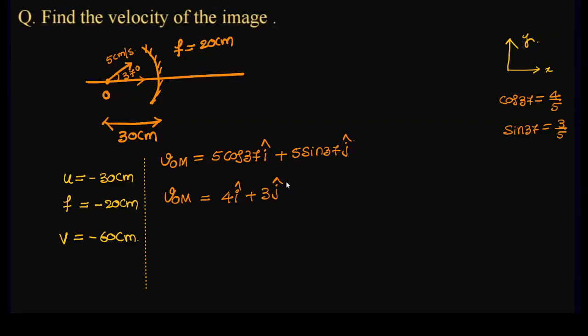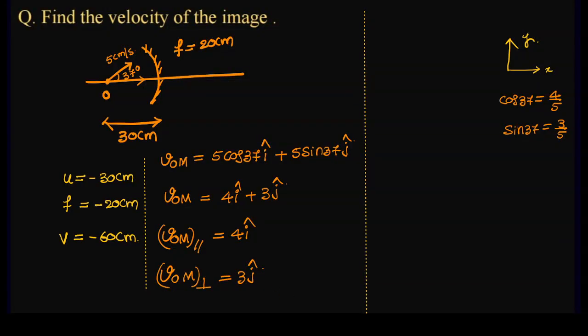Right. Now we need to separate this into parallel and perpendicular components. Tell me, what is the velocity of object with respect to mirror in parallel? Parallel means parallel to the principal axis, the x-axis. So that's 4 into i cap. Velocity of object with respect to mirror in perpendicular will be equal to 3j cap. Is it fine?